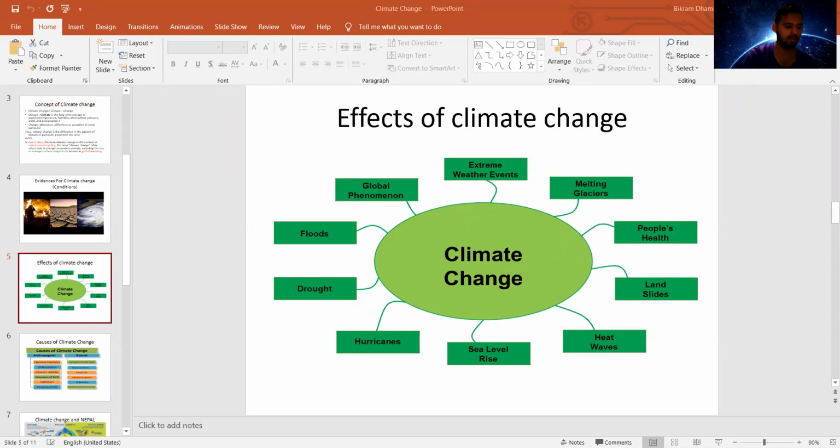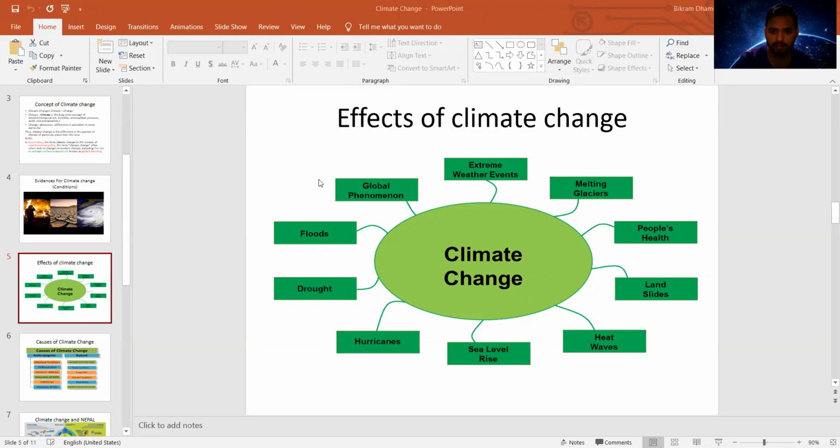The ice regions of the world are melting due to the increase of temperature, and the increase in temperature means fluctuations in the weather, which indicates that there is climate change. Next one is people's health. Nowadays, different kinds of new viruses and new kinds of diseases are coming into existence and affecting us. After that, there is landslide, and I'm putting landslides, floods, drought, hurricanes, all kinds of these natural disasters in one point.